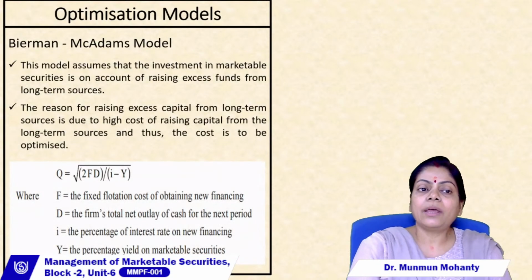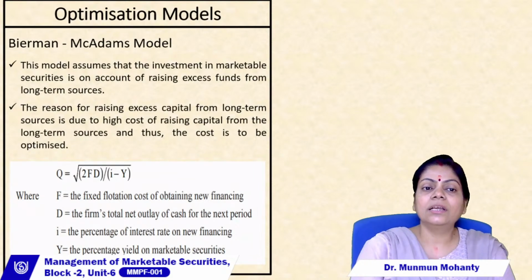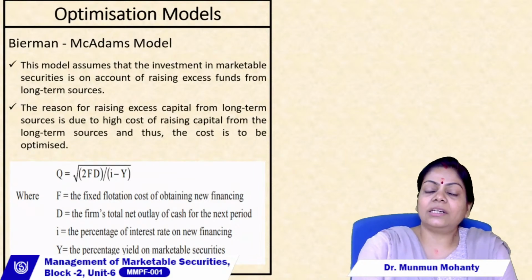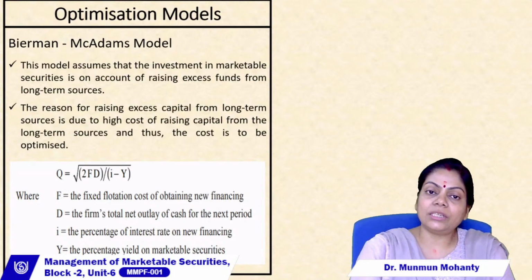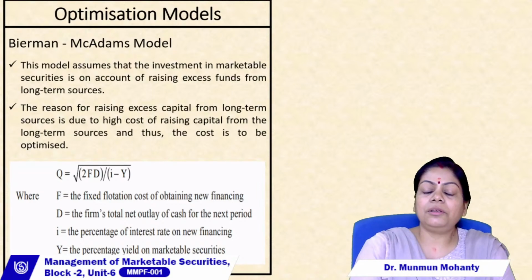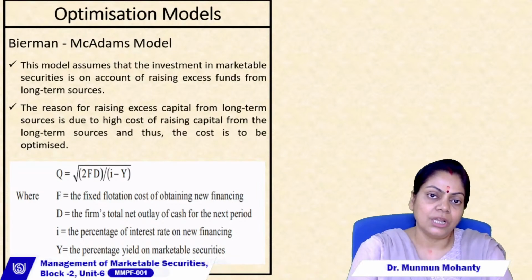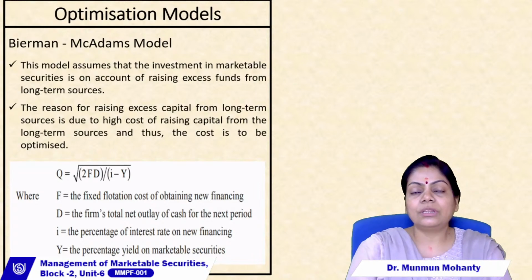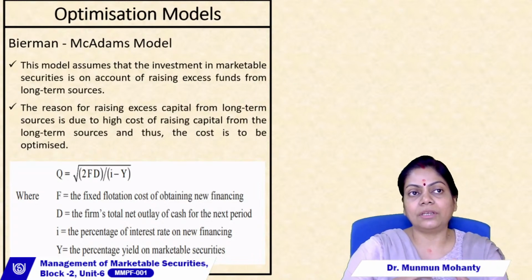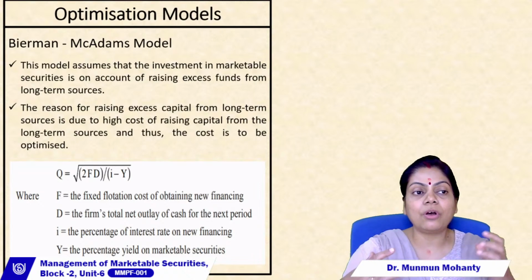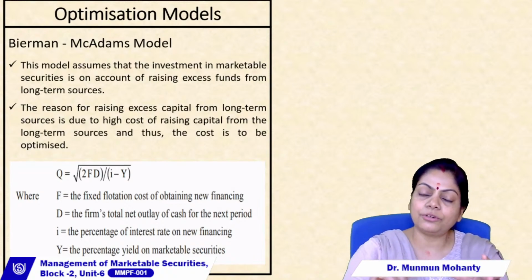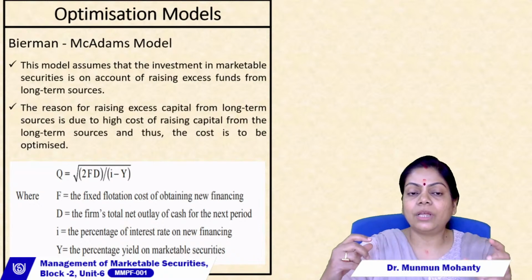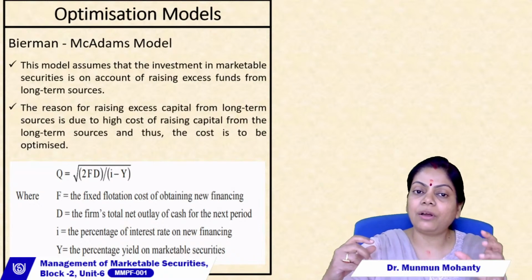Now the Baumol and the McAdams model says that the investment in marketable securities is only because the firms are concerned with the raising of funds. Some time back I told you that for marketable securities, there is a mismatch between investment and borrowing. You are borrowing in a chunk, but you are gradually investing from that particular chunk. So there is an amount which remains unutilized.